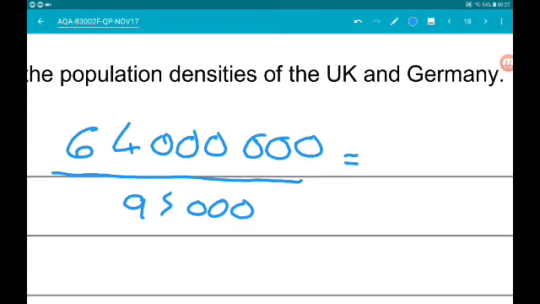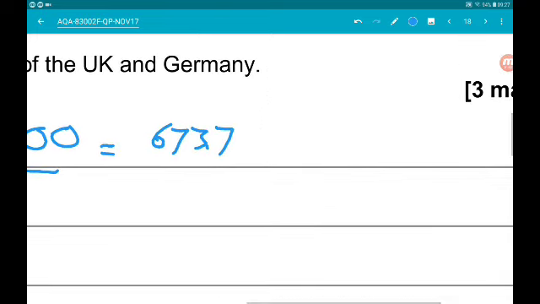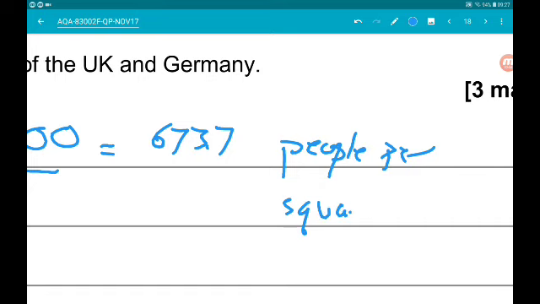Okay, so we get 673.7. Now what that means is that there are 673.7 people per square mile in the UK.